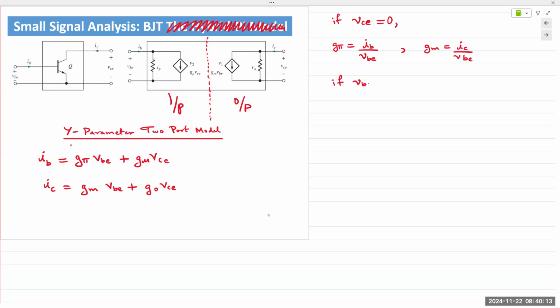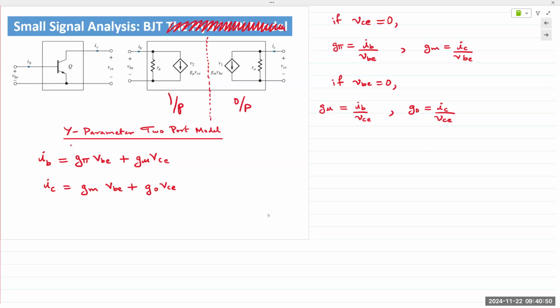And then if VBE is equal to 0, then G mu is IB over VCE, and GO is IC over VCE. Okay.